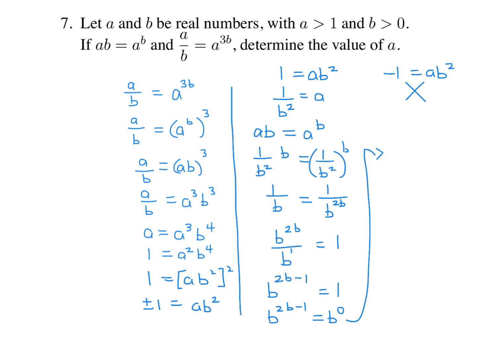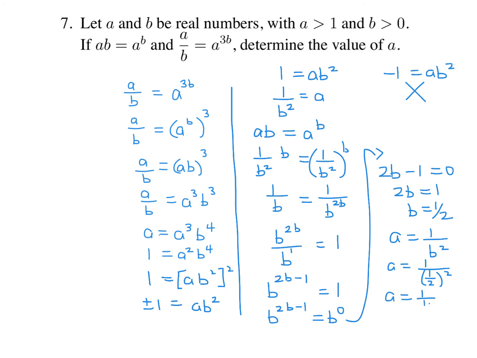So then, since we have created a nice formula where the bases are the same, the exponents must be the same. So 2B minus 1 must be equal to 0. So therefore 2B is 1 and B is a half. So we finally got a numerical value for one of those two. To get the numerical value for A, we just use that formula, that A is equal to 1 over B squared. A therefore would be 1 over (1/2) squared. A is 1 over 1/4, and that means A is equal to 4. That solves this cool little question.